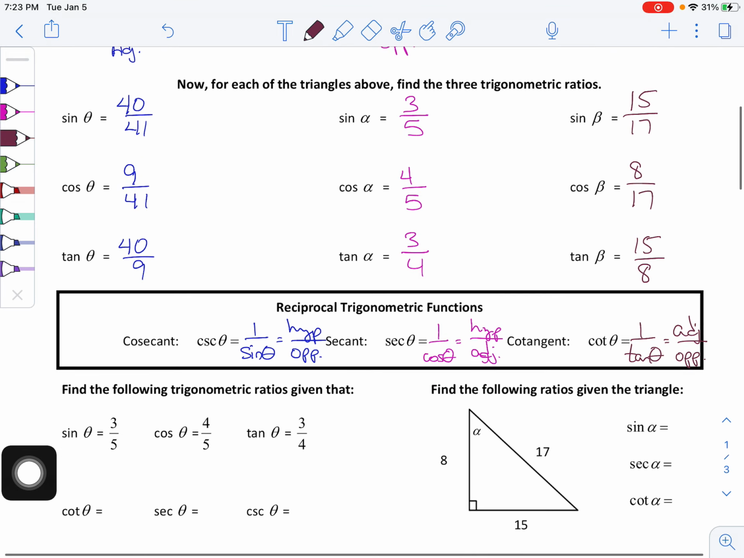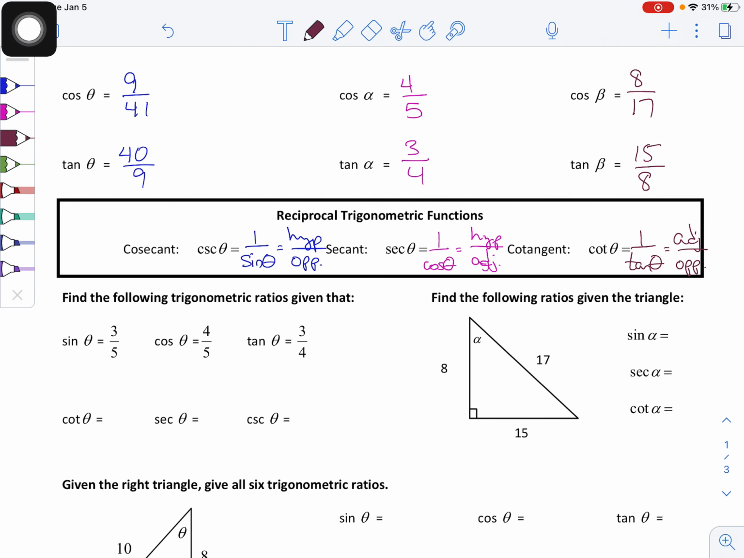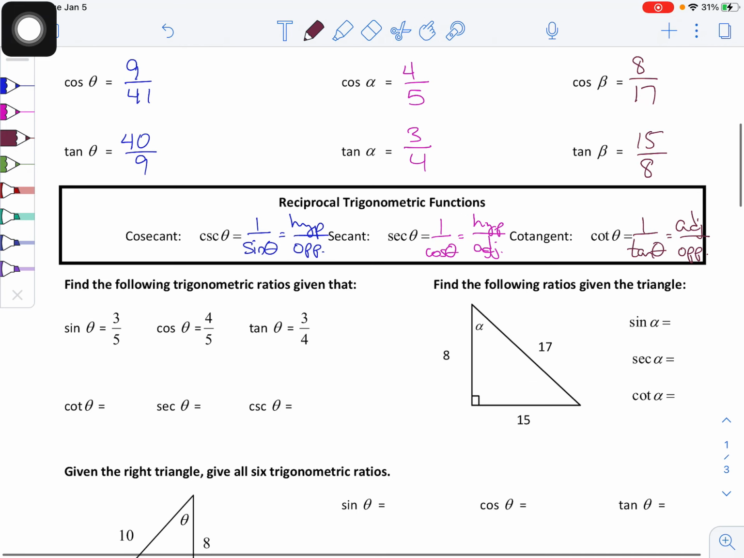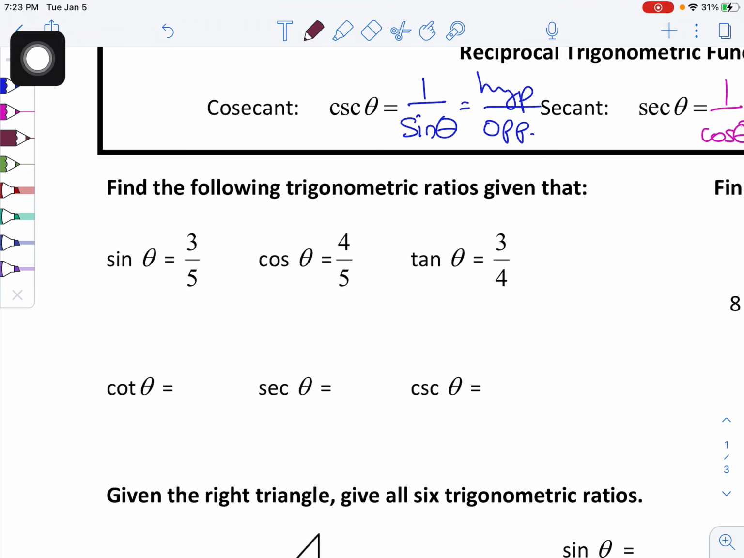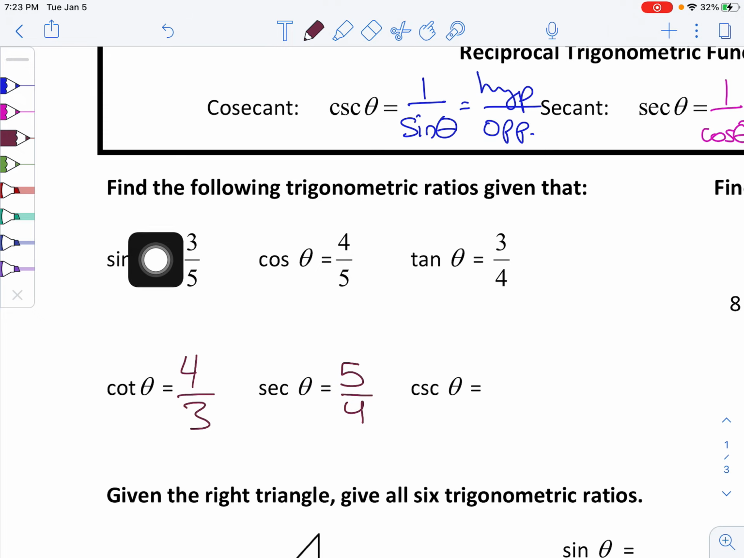All right, so let's do a couple more quick little problems at the end here, and then we'll close up this video. Find the following trig ratios given that, so we're given sine, cosine, and tangent, and we want to find the reciprocals. Now just be careful because they're not lined up nicely. So cotangent is the reciprocal to tangent, so flip the fraction over. Secant is the reciprocal to cosine, so flip that fraction over. And cosecant's the reciprocal of sine, so it was 3/5, so cosecant of theta would be 5/3. So that part's now done.